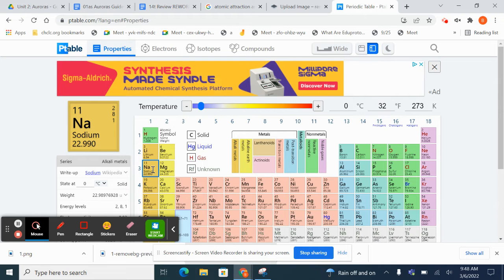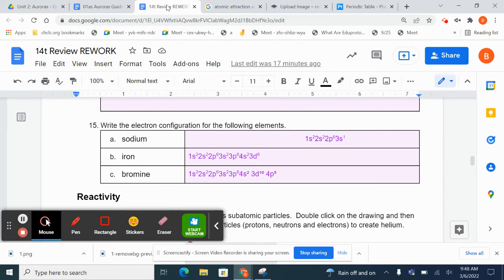And so, of course, we're just going to start at the beginning. Here's 1s with 1, 2 blocks. So 1s2. 2s with 1, 2. Then we're going to move over to 2p, 1, 2, 3, 4, 5, 6, and then finally 3s1. And so you can see in the review, that's what I have written there: 1s2, 2s2, 2p6, 3s1.